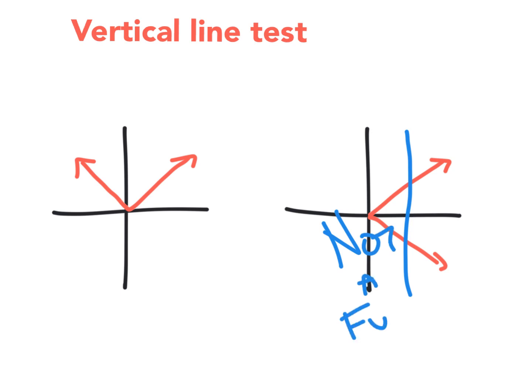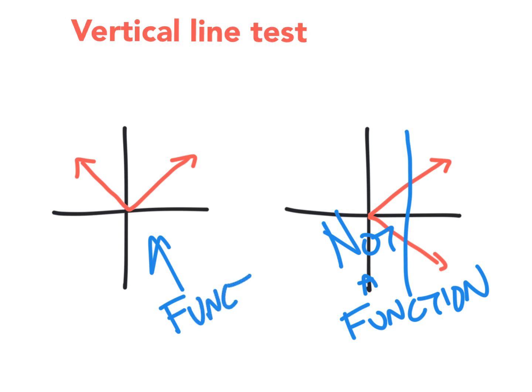Whereas on the other side there, you could draw a vertical line through any part of this line, and it's never going to hit more than one spot. So yes, this here is a function.